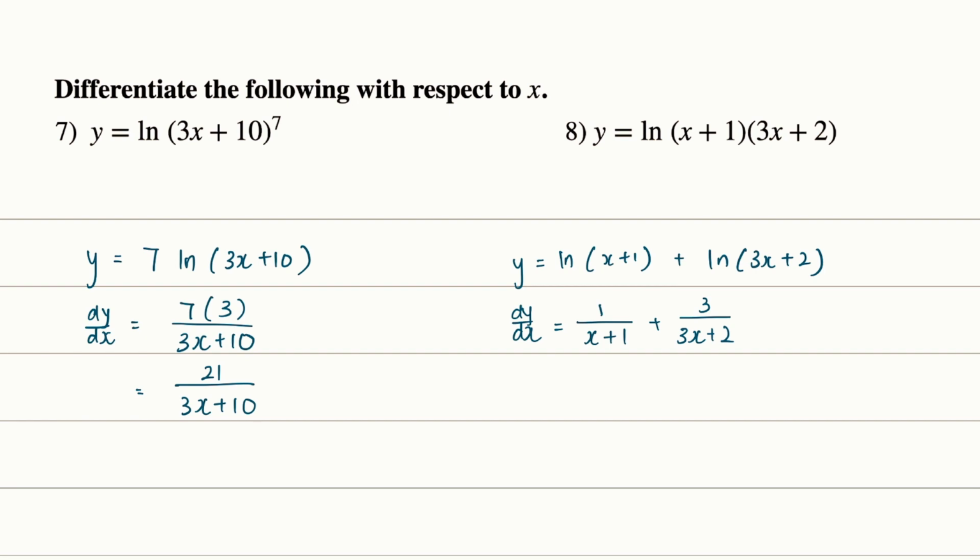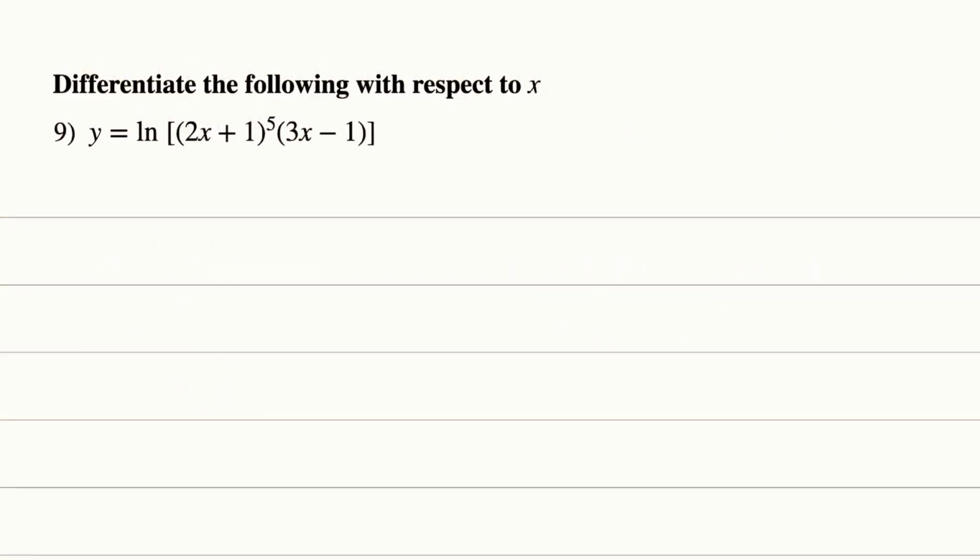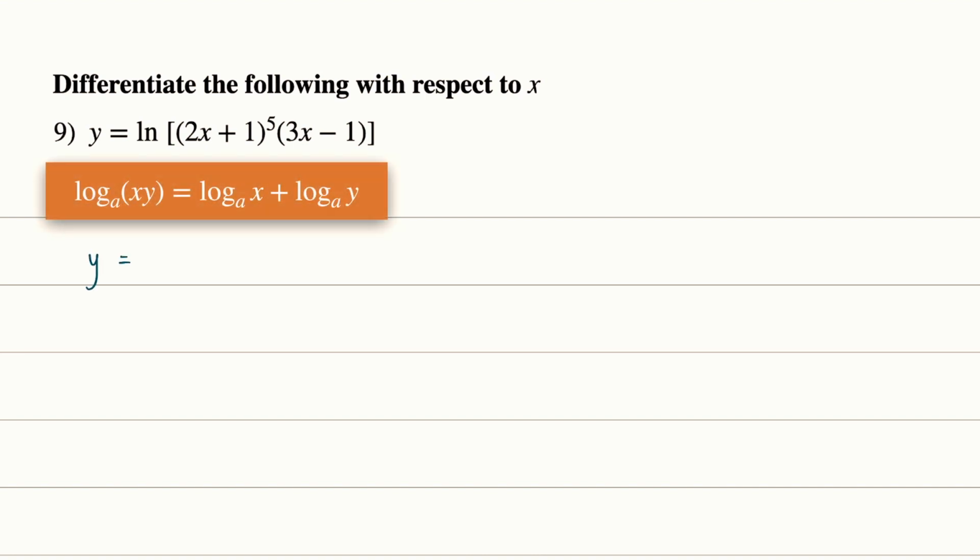Now let's make things slightly more complicated in question number 9, where we have y equals ln((2x plus 1) to the power 5 multiplied by (3x minus 1)). Definitely, it is too tedious to expand this expression and differentiate the terms one by one. So we are going to make use of the previous technique to help us differentiate this really quickly. Let's use the product law of the logarithms to help us separate this into two terms. We will then have ln(2x plus 1) to the power 5 plus ln(3x minus 1).